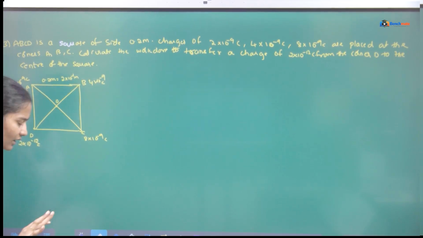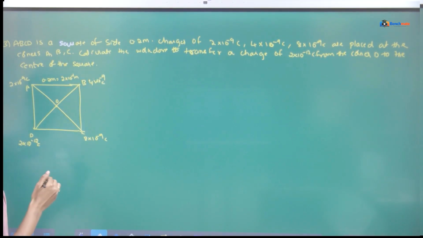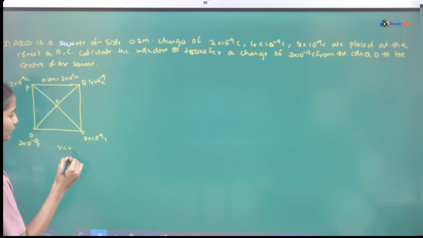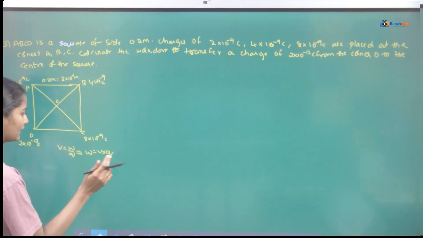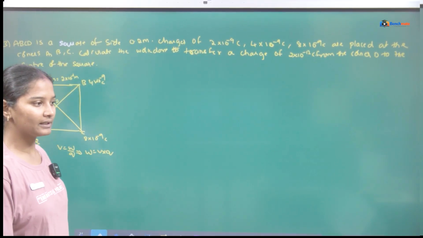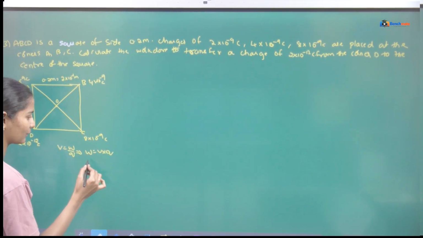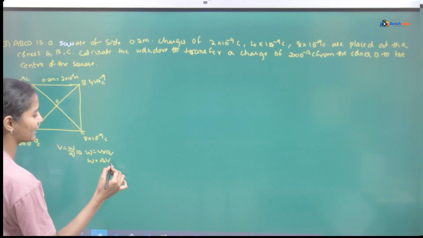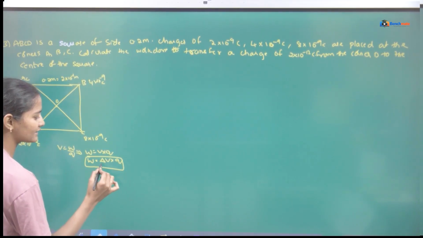So first, what I have to calculate is the work done. Generally, what formula do we have for work done? V equal to W by Q, so W equal to V into Q. This is for when you are bringing a charge from infinity to one point. But here you are taking the charge from one point to another point, so you have to take the potential difference: delta V into Q. So now I need this delta V.